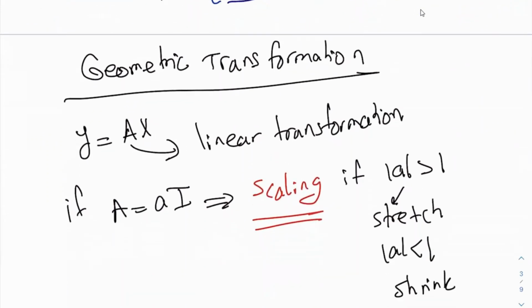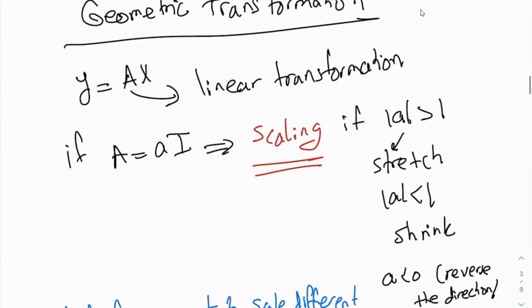Geometric transformation of a linear function. Right. So when you have y equal to Ax, depending on what this matrix A is, you can have different forms of linear transformation. Now, if A is equal to a scalar a times an identity matrix, what do I mean by that? So remember the definition of identity matrix is this. Okay, and this scalar a can be 2, 3, 4, -1, -2, right? We want to see what happens if A is equal to a little a times the identity matrix. We call this sort of transformation scaling. Why do we call it scaling?